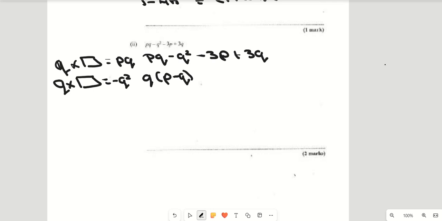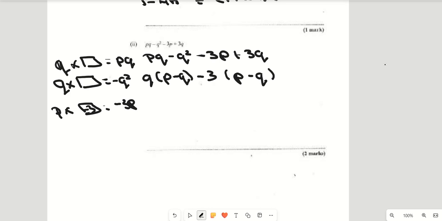Typically when we have 4 terms, you try to make the brackets the same. So we'll put p minus q, and then we're going backwards. p multiplied by what would give you minus 3p? That would be minus 3. So we put minus 3 outside here. And you just multiply to make sure it's correct.